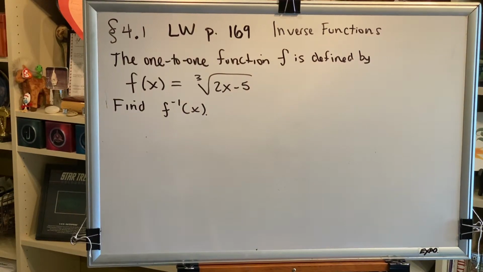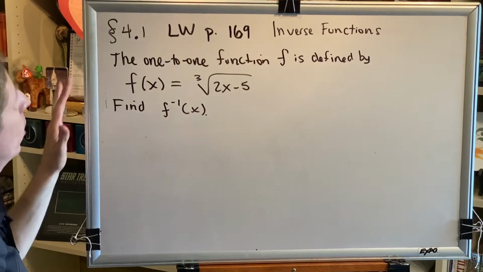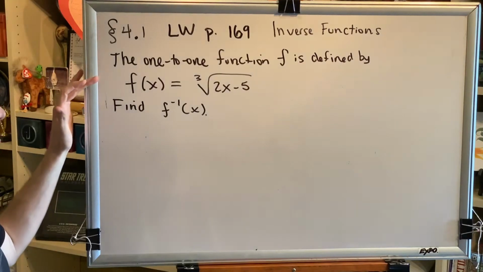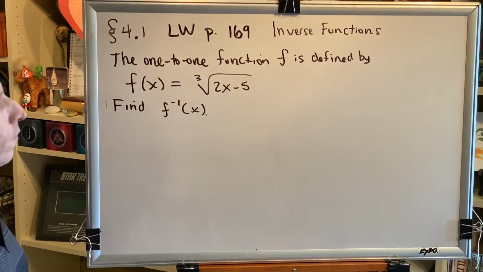We continue learning workbook page 169 with another problem. This one happens to be a bit shorter. The one-to-one function f is defined by f of x equals the cube root of the difference 2x minus 5. Find f inverse of x.